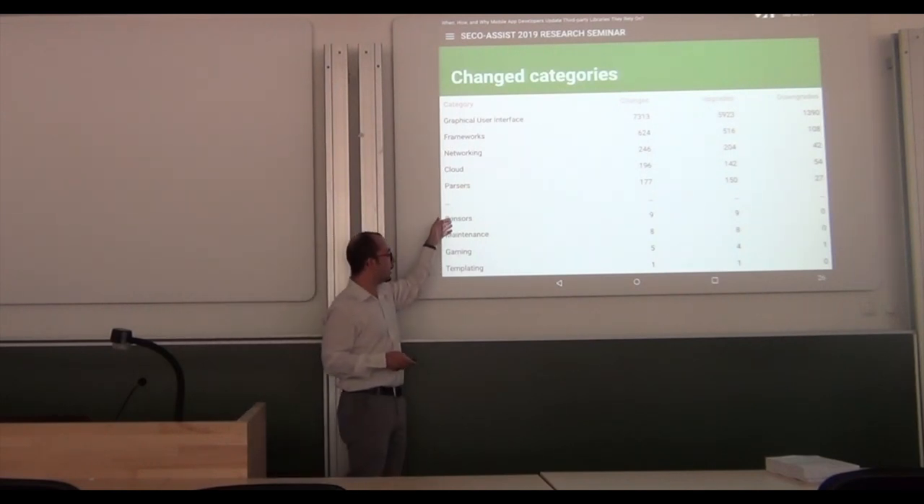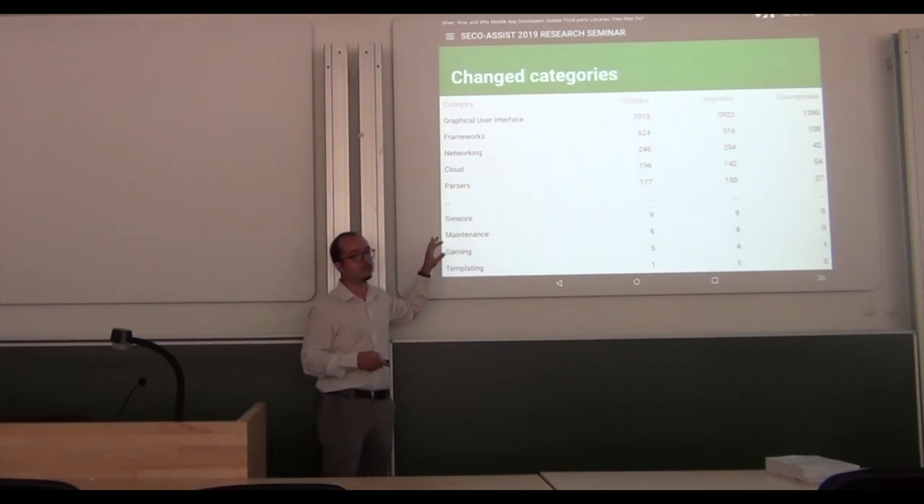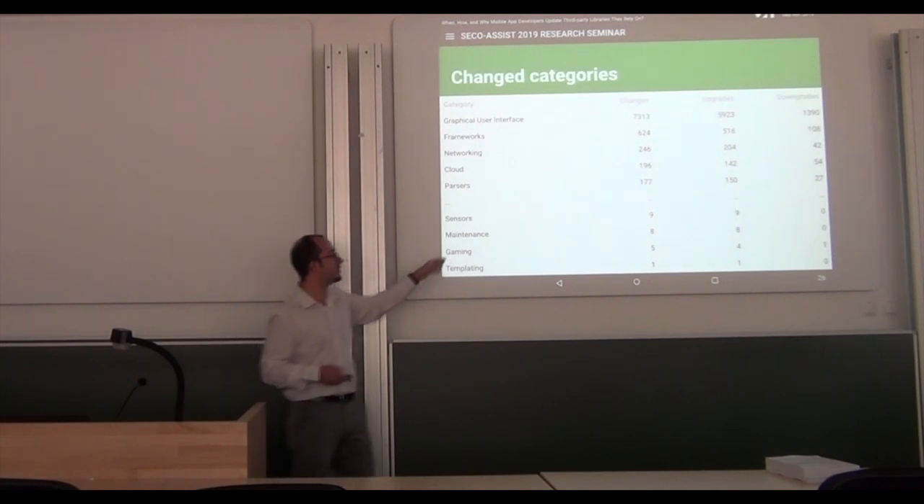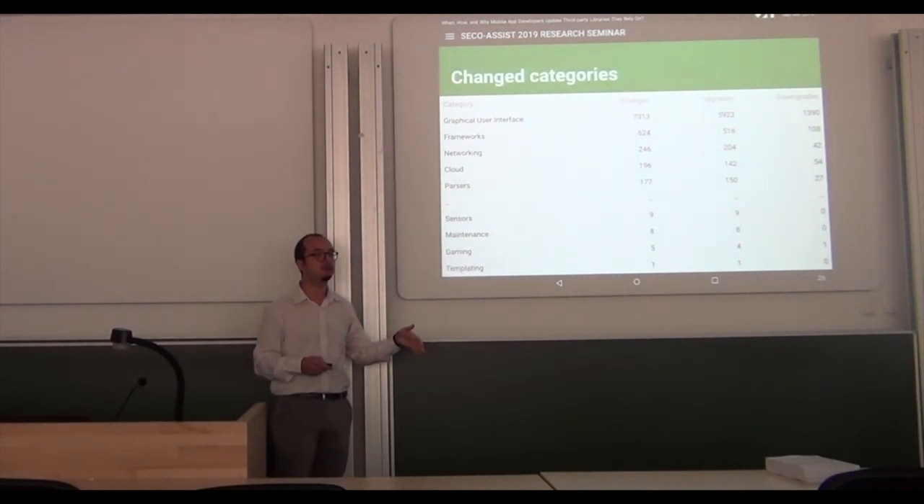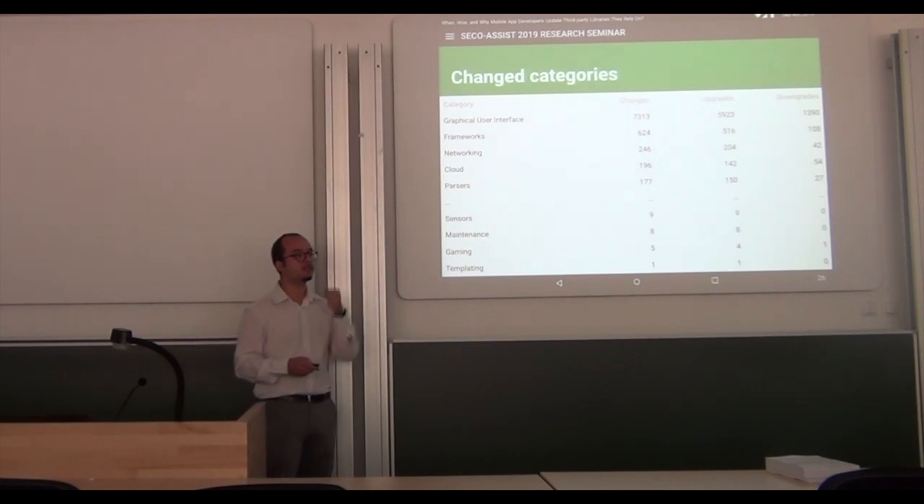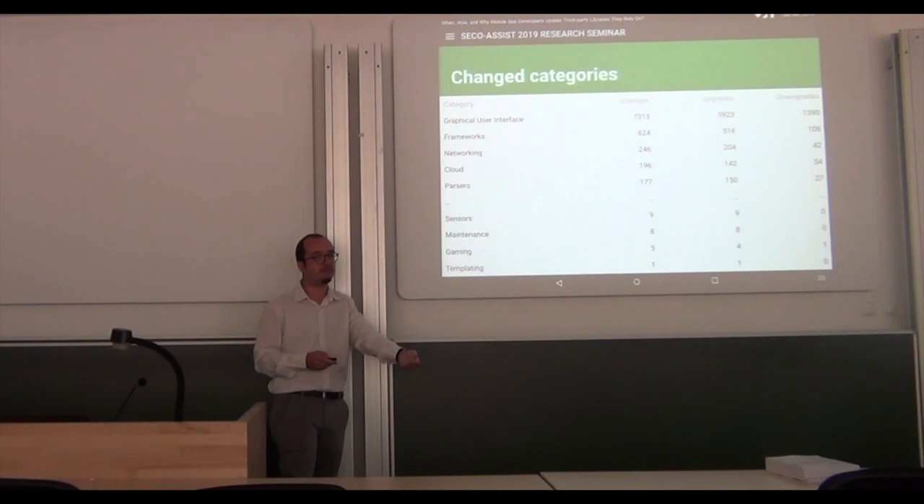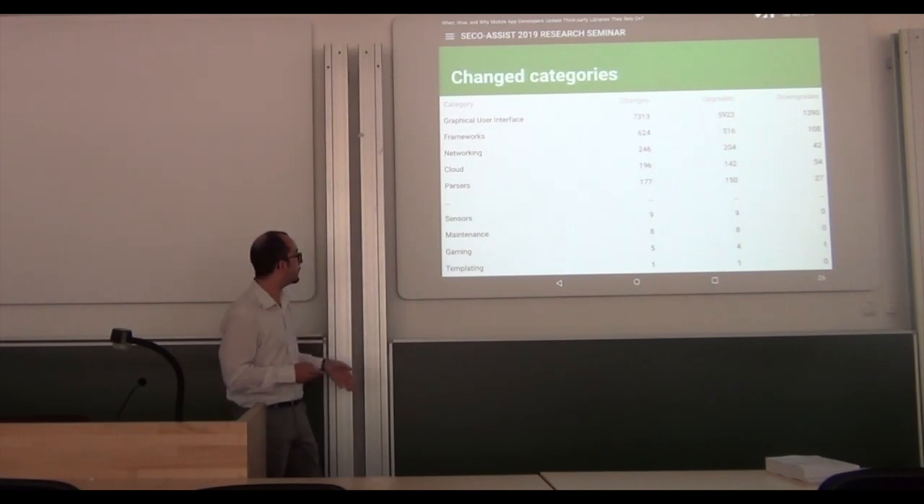It's important to remark that the paper is much clearer, but there are many categories that are not updated at all. So basically, developers must use a particular library because they need a feature, but then they don't care anymore about that particular library.